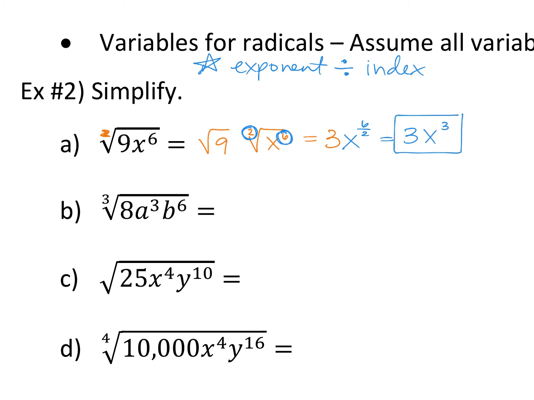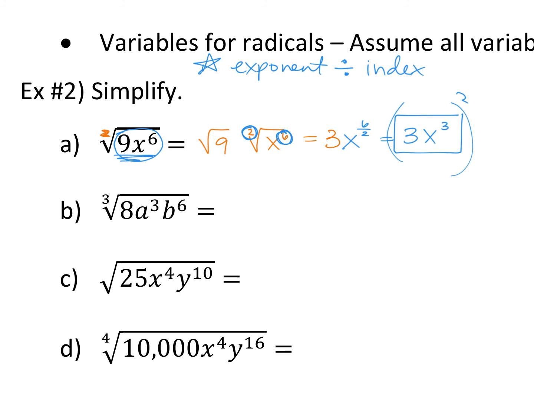Okay? If you're ever wanting to check yourself on this, if I square rooted something to get that, I do the opposite and square it, and I should get this thing back, right? So if I take 3x to the 3rd and square that whole thing, I should get 9x to the 6th, which I do. So you can always check it by reversing it and doing the opposite of what you just did.